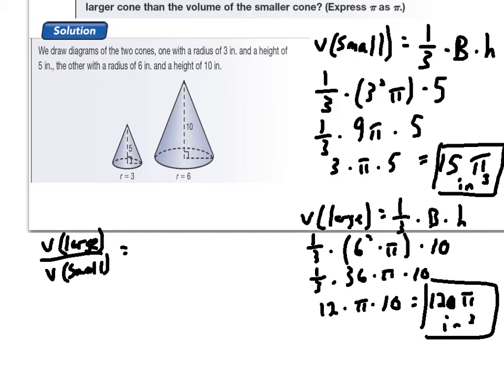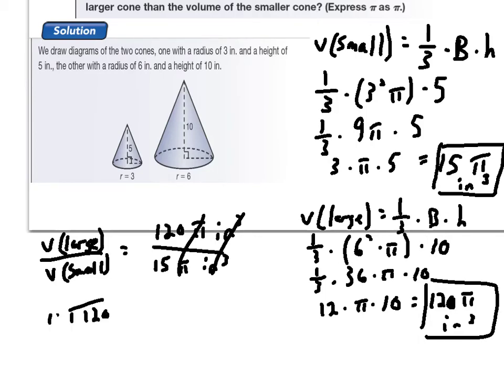The volume of the large cone is 120 pi inches cubed. The volume of the small cone is 15 pi inches cubed. So our inches cubed cancel, our pi's cancel, so we just need to do 120 divided by 15. And if we do 120 divided by 15, we're going to figure out that is 8, because 8 times 5 is 40, and then we carry our 4, and 8 times 1 is 8, plus 4 is 12. So it's 8 times larger.